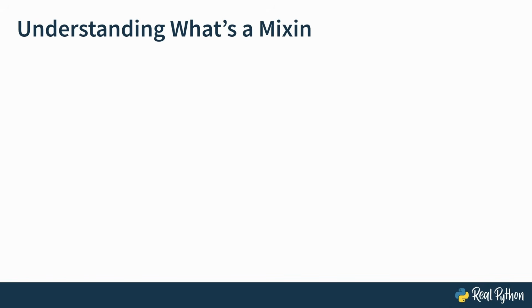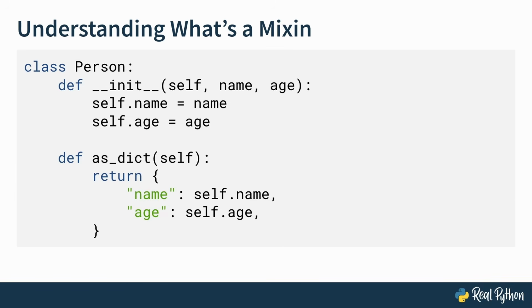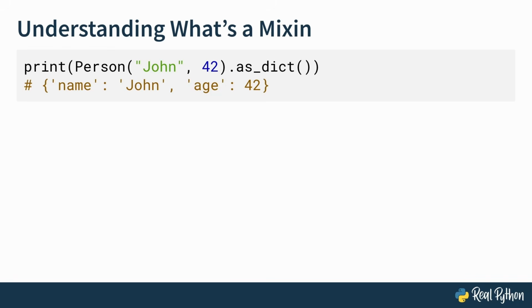To understand what's a Mixin class, start by looking at the class Person defined on the screen. To create an instance of the class Person, you need to specify a name and an age, and then you save both in their respective attributes. On top of that, the class Person defines a method as_dict that returns a dictionary that represents a serialization of an instance of the class Person. To see this method in action, you could create, for example, an instance of Person with the name John and age 42, and if you call the method as_dict, you get a dictionary with two keys, name and age, and the respective values, John as a string and the integer 42.